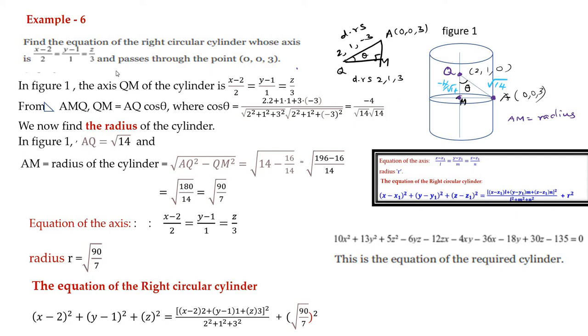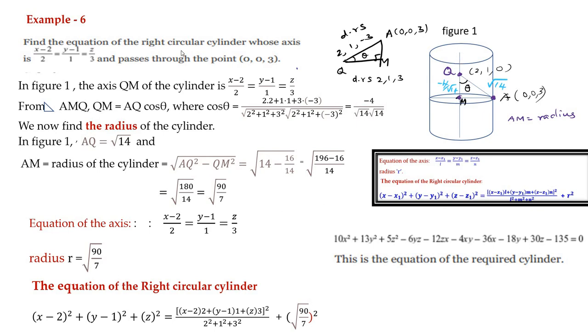Now this example, we had already. So again we shall have the same example. Find the equation of the right circular cylinder whose axis is given. Radius is not given explicitly, but instead we are given that the cylinder passes through the point 0, 0, 3. Now for this we shall consider this diagram. So in this figure, axis QM of the cylinder is this, and any point we shall take, say some A on the cylinder, which is given as 0, 0, 3.